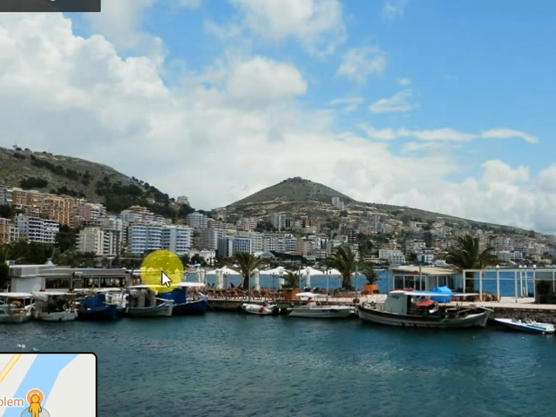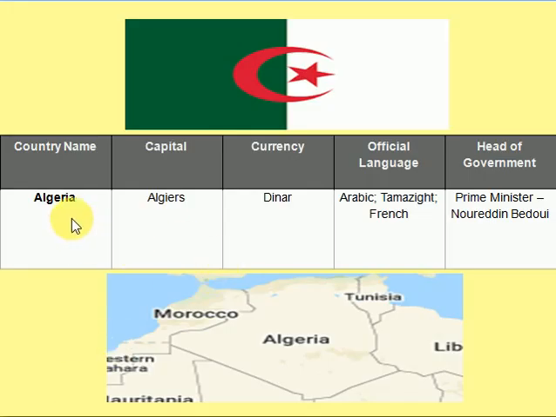Coastal area in Albania. Now let us discuss Algeria.